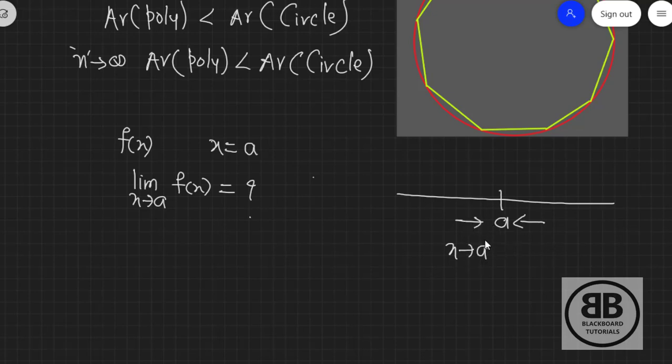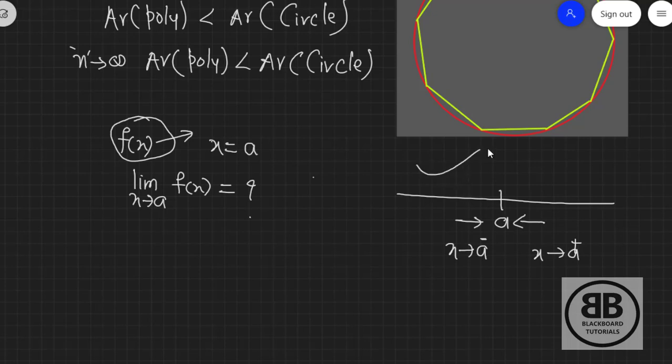From the left hand side it is denoted by a minus. Here x is approaching a from the right hand side. So if the values of x are approaching a, what is the value of function f of x, where is this value of f of x approaching? That value is called the limit.